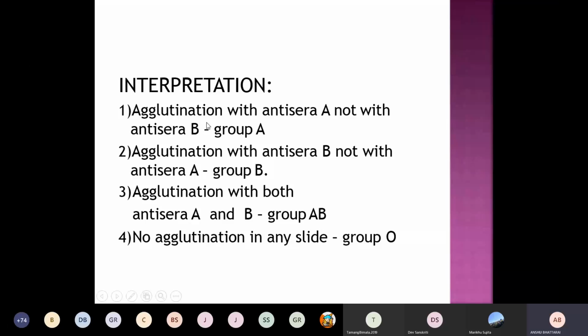Agglutination with anti-sera A and not with anti-sera B means you are blood group A. Likewise, agglutination with anti-sera B but not with anti-sera A means you are blood group B. Agglutination with both anti-sera A and B means you are blood group AB. And finally, if there is no agglutination in any slide, then you are blood group O.